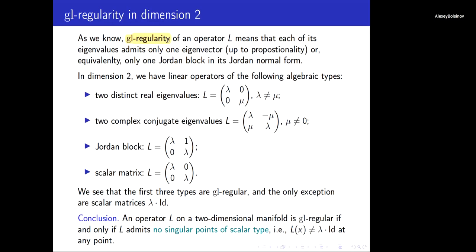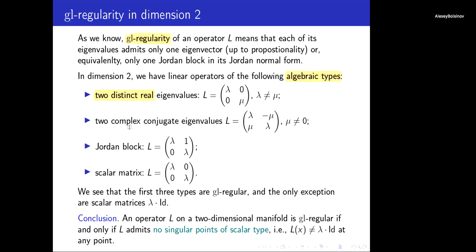In dimension two, everything is absolutely clear, because we can easily list all possible algebraic types for the 2x2 matrices. The algebraic types depend on the Jordan normal form and the eigenvalues. The first possibility for this operator is to have two distinct real eigenvalues. Then this operator diagonalizes and can be reduced to this very simple form: lambda, mu on the diagonal, and lambda and mu are different.